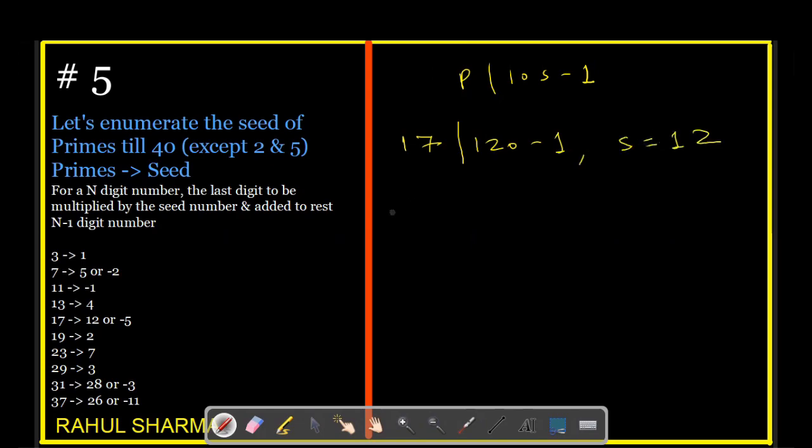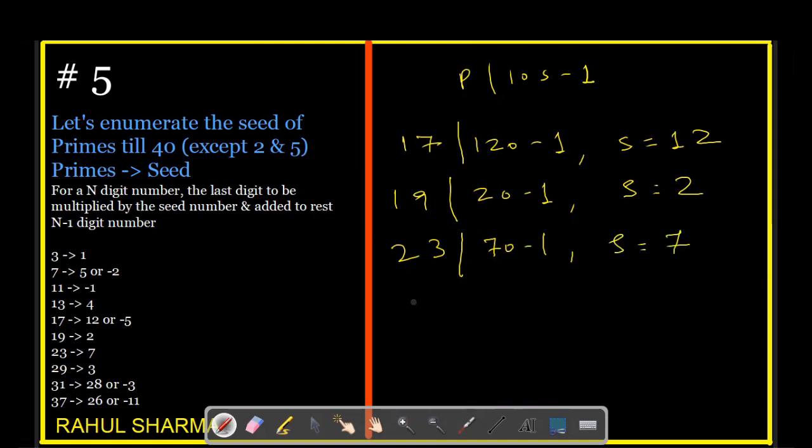In case of 19, it divides 20 minus 1. Hence, the seed becomes 2. In case of 23, it divides 70 minus 1, 69. Hence, the seed becomes 7. Let's take the case of 29. 29 divides 30 minus 1. Hence, the seed becomes 3. Check for yourself. The seed of 31 is minus 3. The seed of 37 is minus 11. We are interested in getting the minimum seed, which is the minimum absolute value.